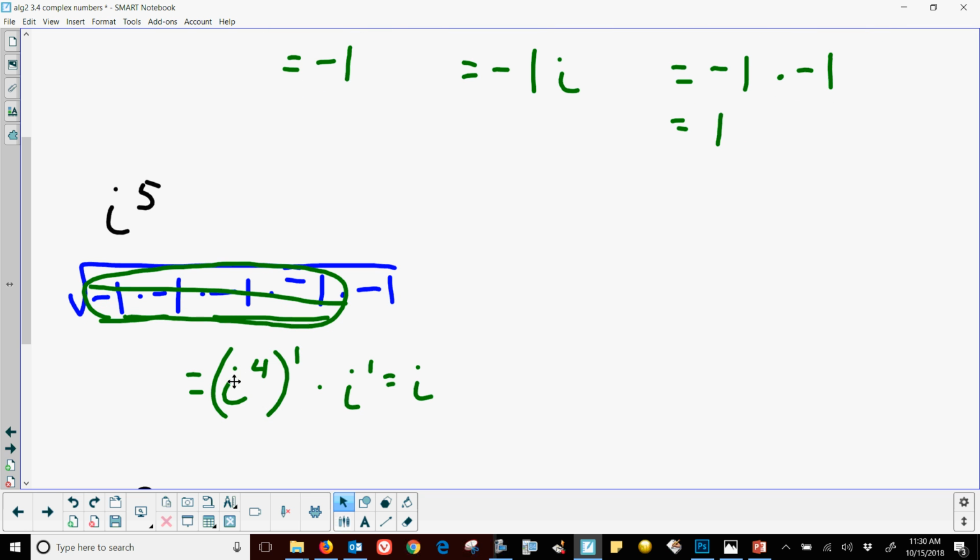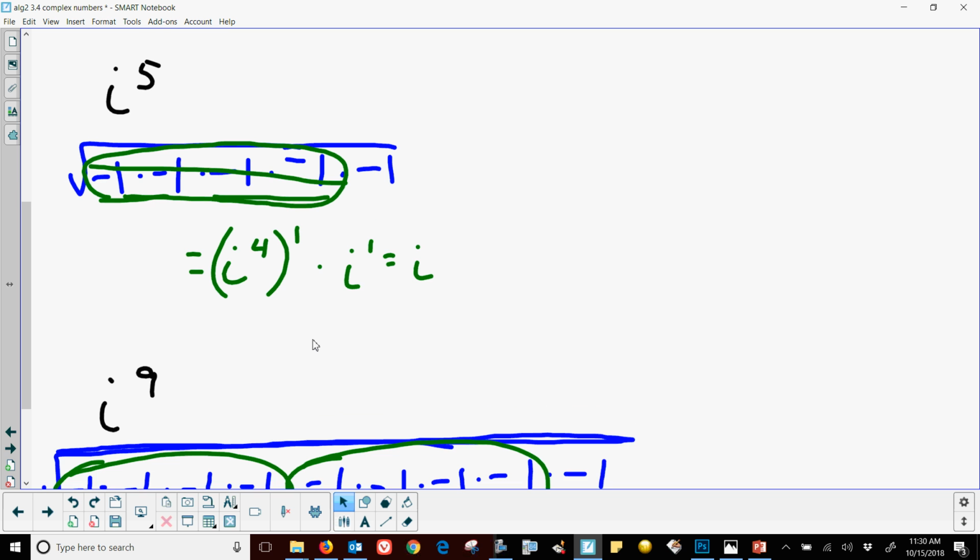How many chunks of i to the fourth did we have? Well, we had 1 chunk of i to the fourth. Bam, right there. And then we had 1 i left over. We know that i to the fourth is just 1, so 1 to whatever power doesn't even matter. Same thing with i to the ninth.